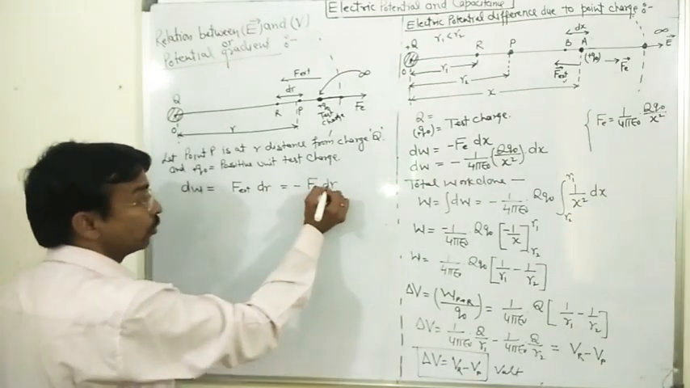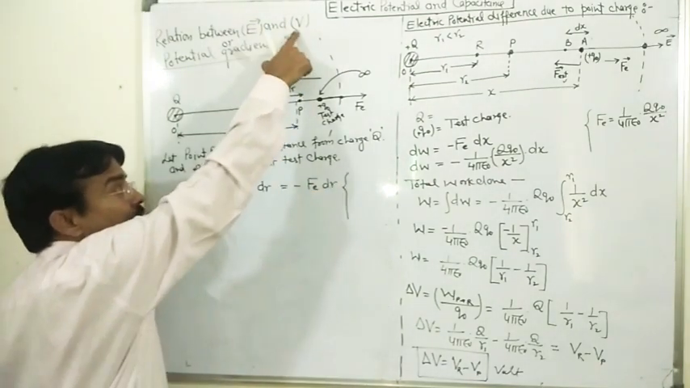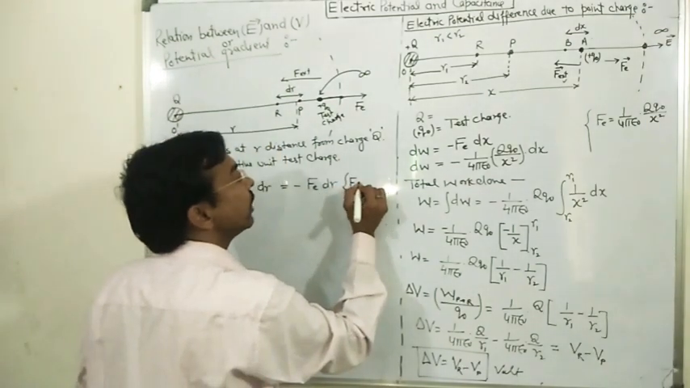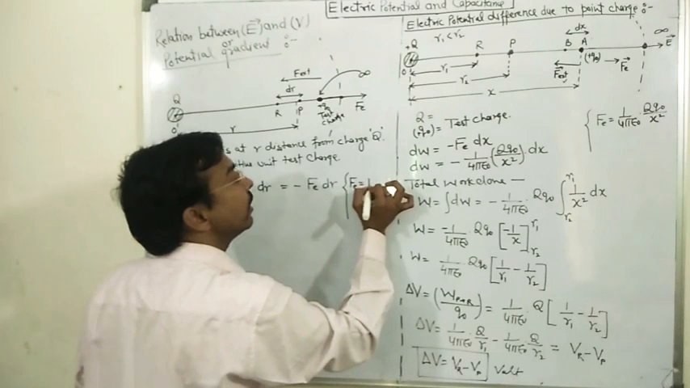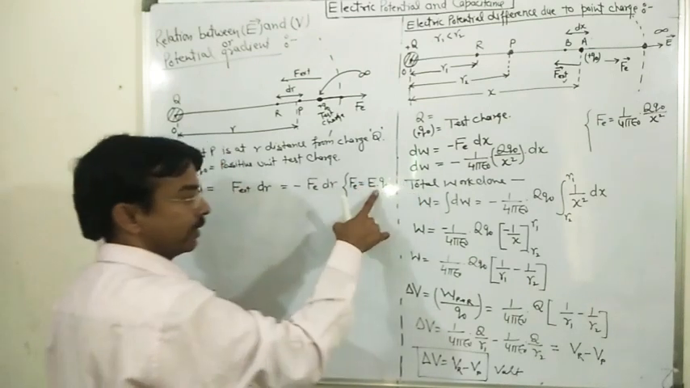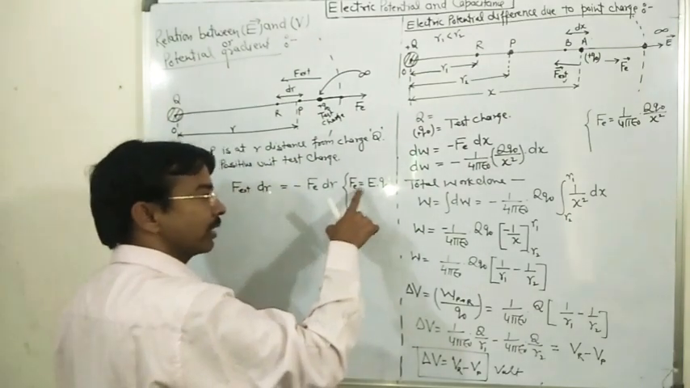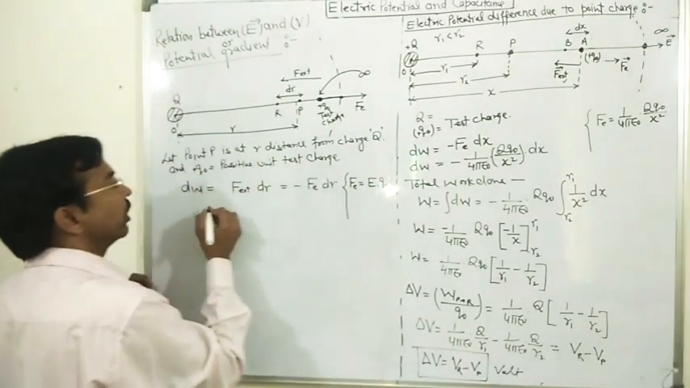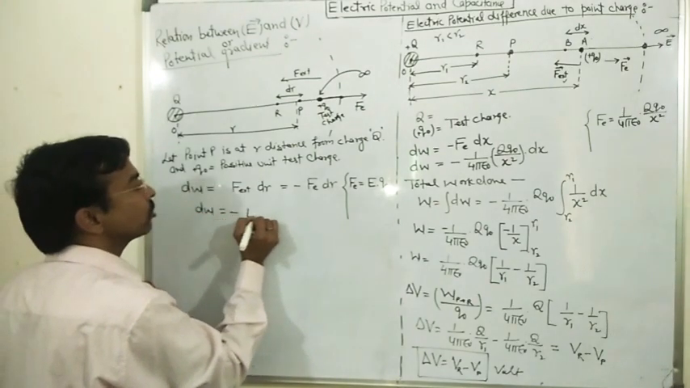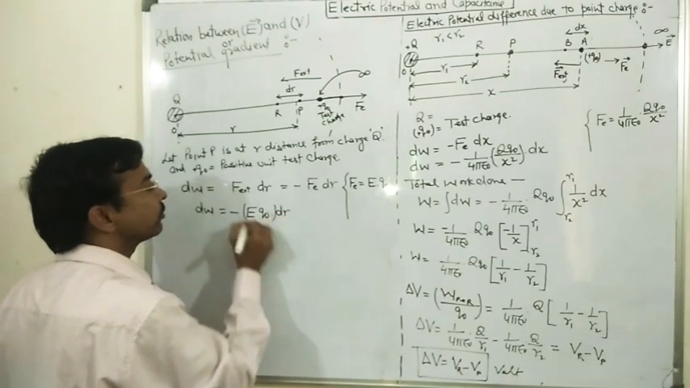Okay, so now we want to find the relation between the electric field and potential, so we write the electrostatic force in terms of electric field, and it is given as E into Q naught, as studied in the previous chapter. Therefore dW is written as minus E Q naught into dr.